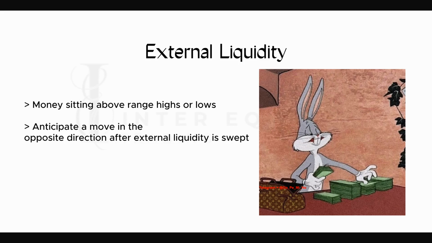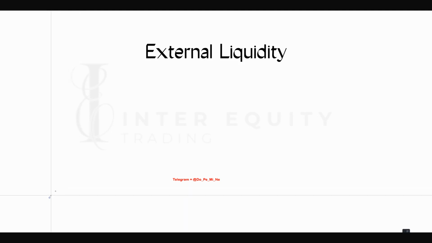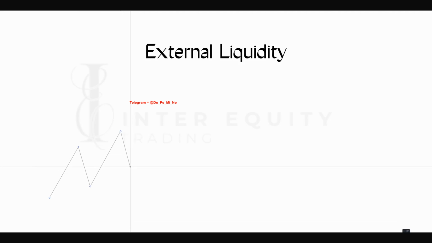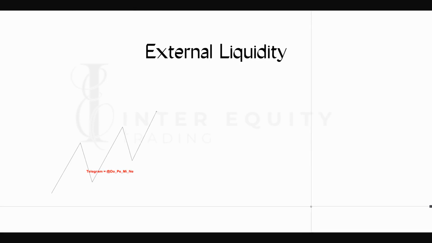Going back to the structure section of the SMC course, we talked about structure. We basically said that for a bullish scenario, structure is your higher lows and higher highs. So as you can see right here, price is bullish, printing higher highs and higher lows. Essentially, your external liquidity are your range highs and lows, meaning they're your structural highs and lows.